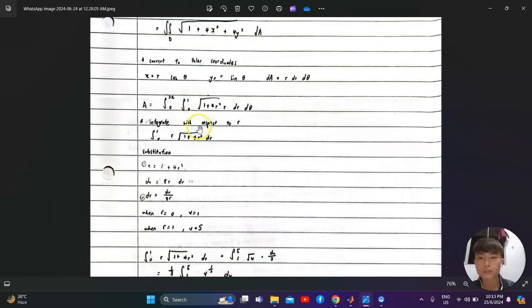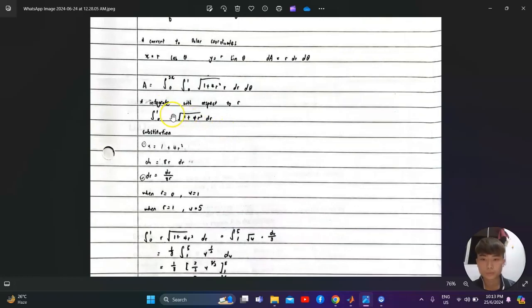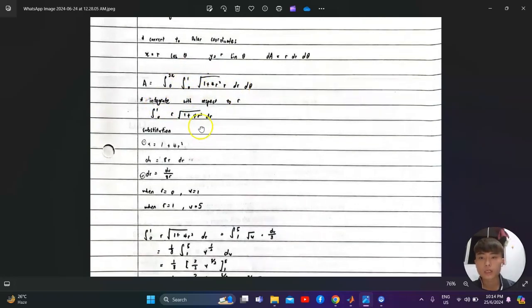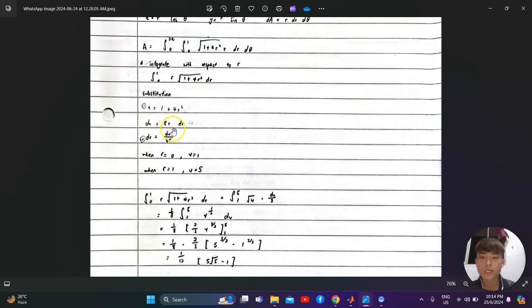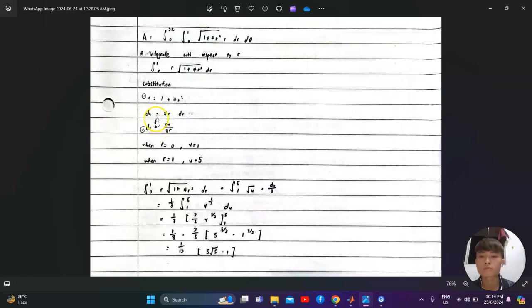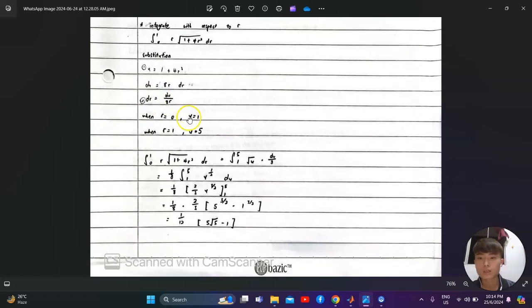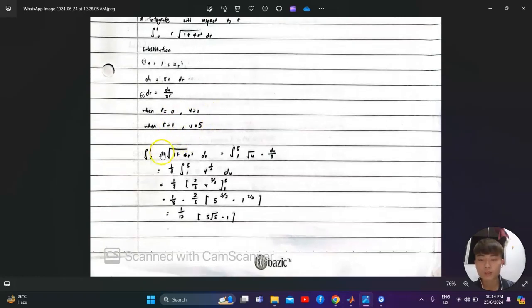So now we need to integrate with respect to r first, which is the inside integral, and we need to use the substitution method, where u is assumed to be 1 plus 4r power of 2 and du equals 8r dr. So we just simplify it. We put the 8r in front, and we will get du over 8r. When r is equal to 0, u will become 1. When r is equal to 1, u will become 5. So now the equation will look like this: integral 0 to 1 of r times the square root of 1 plus 4 r power of 2 dr.